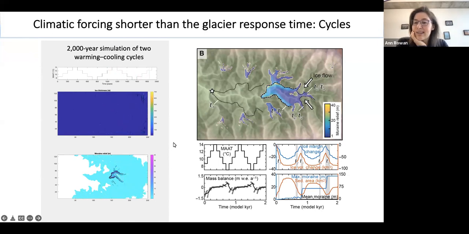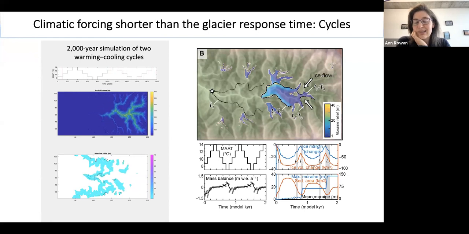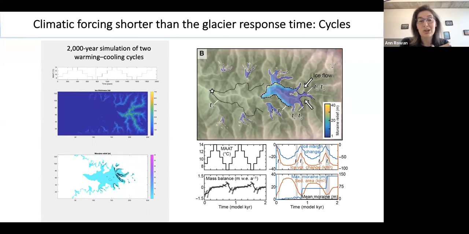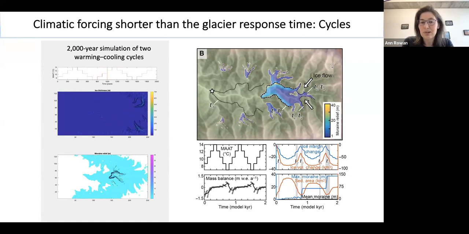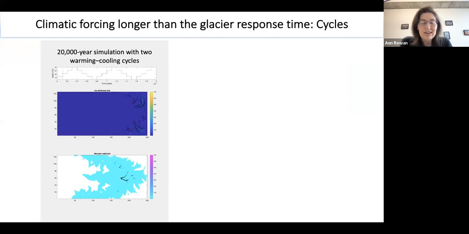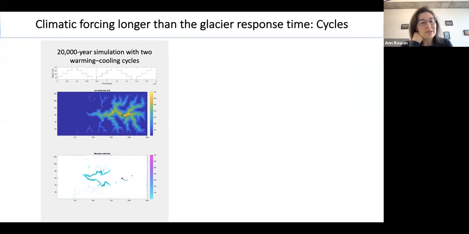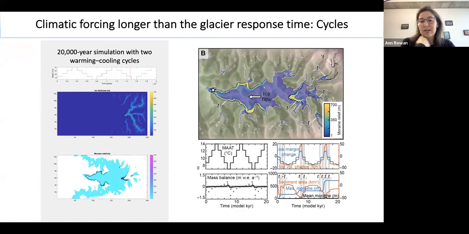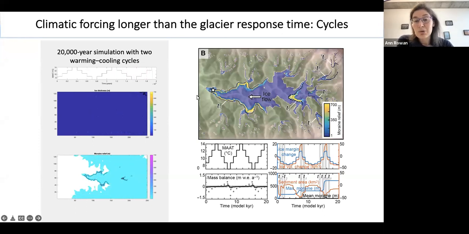So then if we compare this with the result of a simulation that takes the same two warming-cooling cycles but changes the rate of climate change and makes it 10 times longer, so that it's longer than the glacier response time, we can see that that will result in quite a different moraine sequence. So in this case, the glacier is moving through a 20,000 year simulation with two warming-cooling cycles, so each step change is 1,000 years, and the moraines that are built have a quite different geometry to that where the rate of climate change is shorter than the response time.